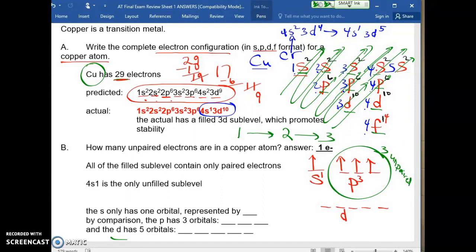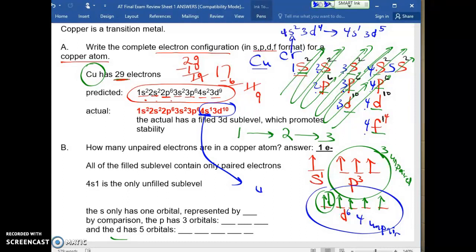If you're the d, let's say I'm d6, well, as I said, each one has to have 1 before any can have 2. Those are doubled up, so in this case, I have a total of 4 unpaired electrons. Now, if we go back to the question at hand, the only sublevel that is not full is the 4s. It only has that 1 electron. That must be unpaired. Thus, this only has 1 unpaired electron.